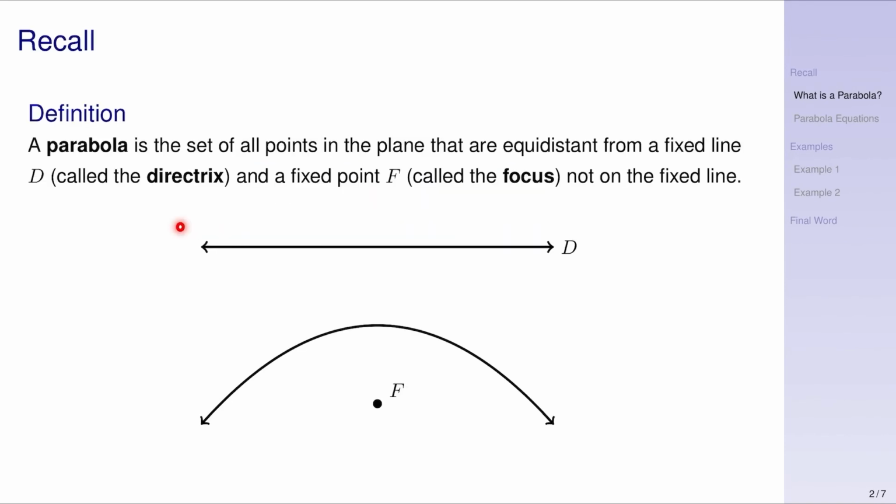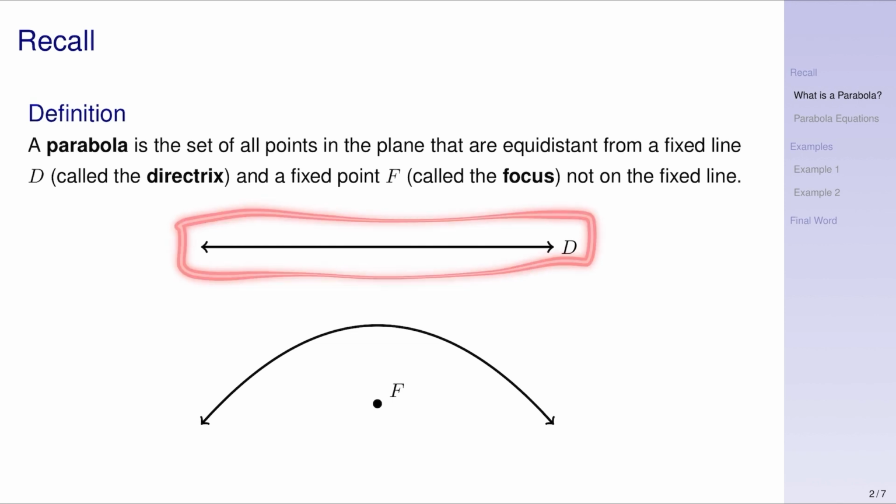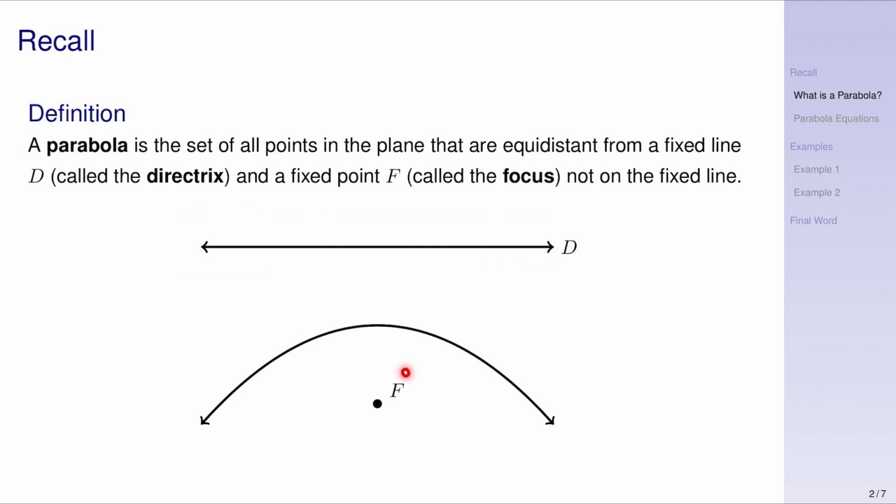We recall from the previous video that we learned what a parabola is. A parabola is the set of all points that are equidistant from a fixed line D, which we call the directrix, and a fixed point F, which we call the focus, that is not on the fixed line. In this illustration, the parabola is this curve out here. You can check that if you obtain a point out here, its distances here must be equal. Out here, these two must be equal, and so on.